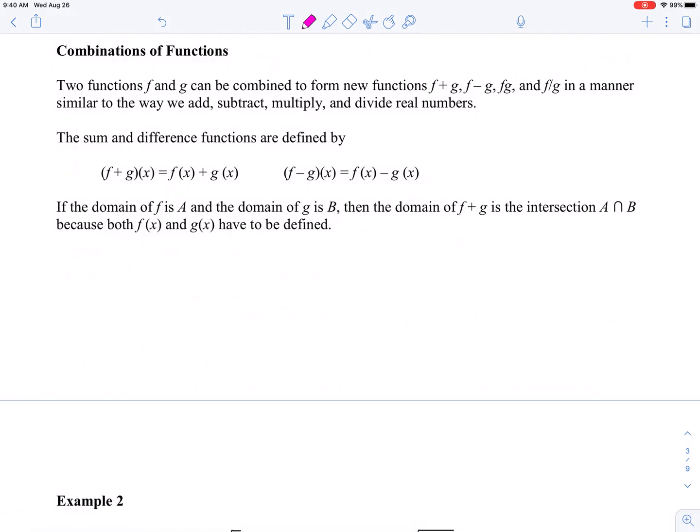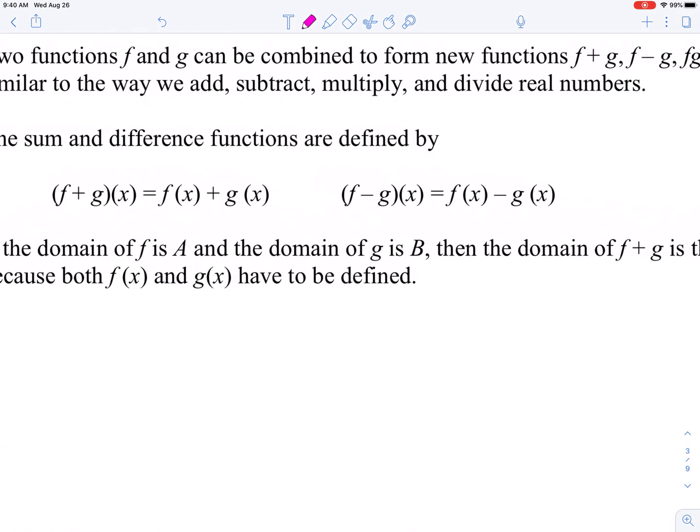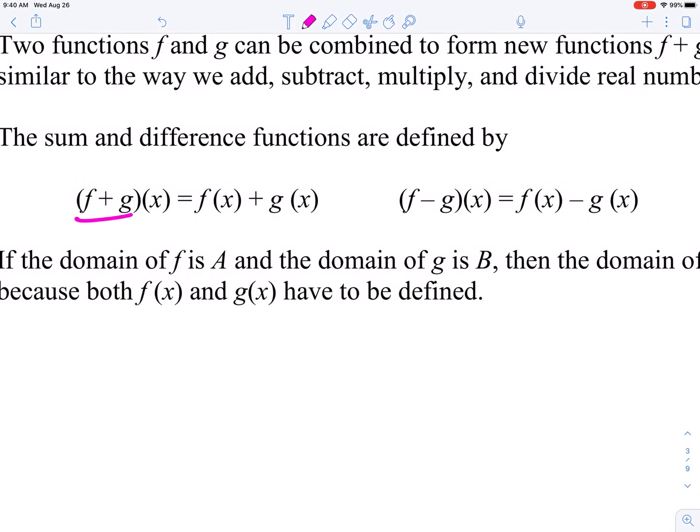Combinations of functions. Two functions f and g can be combined to form new functions. We can add, we can subtract, we can multiply, and we can divide. Sums and differences of functions are noted by this. So this is a notation issue here. If you see f plus g of x, it's the same thing as saying f of x plus g of x. Okay, it's just notation. Again, make sure that you're very familiar with function notation for calculus and beyond.